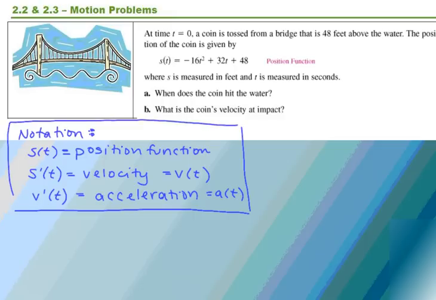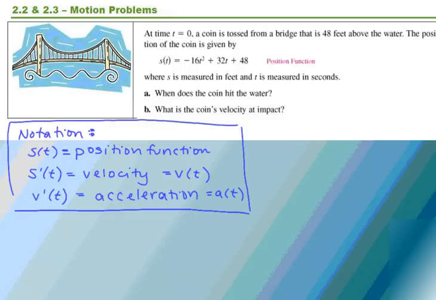Okay, so anyhow, the problem that we have in front of us, we have a coin which has been tossed from a bridge that's 48 feet above the water, and the position function is given to us. So the position for our coin is negative 16t squared plus 32t plus 48. And S is measured in feet, t is measured in seconds.